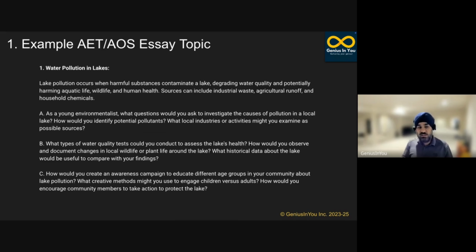Normally the essays will come in the same format, where you have the topic on top, like what is the main topic of the essay. And then there will be A, B, and C prompts. This is a pure scientific prompt, where A is basically asking you, if we give you a problem, how will you figure out how big that problem is? What kind of questions will come to your mind to investigate that problem? What are the causes? They're not asking for fixes. They're just figuring out what the problem is.